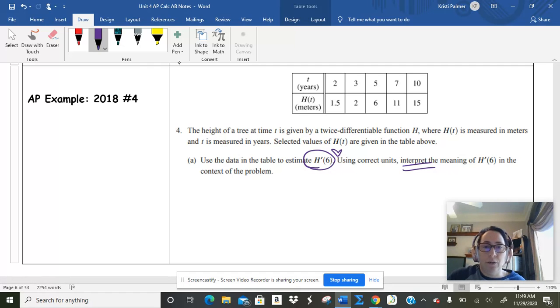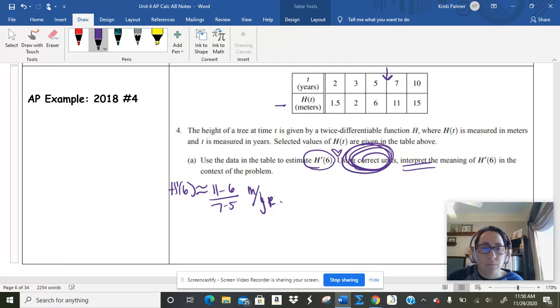So let's first start with that approximation for h prime of 6. So 6 would be in between 5 and 7. So we're going to use the average rate of change to approximate that instantaneous rate of change. And you can leave it like that, but we have to have correct units. So change of h was in meters. Change of t was in years. And remember, you do not have to simplify. If you did, that's 5/2 meters per year, but you do not have to.